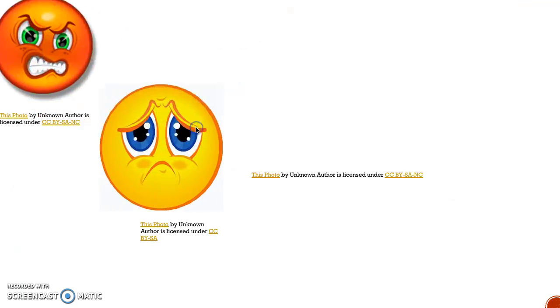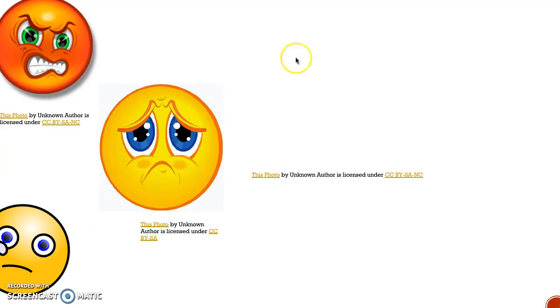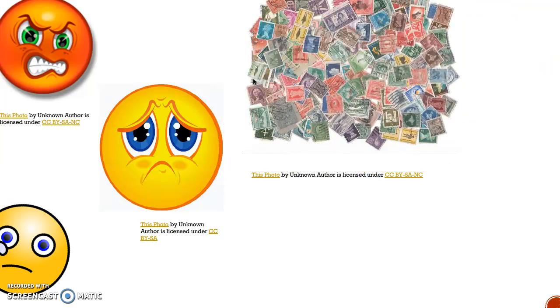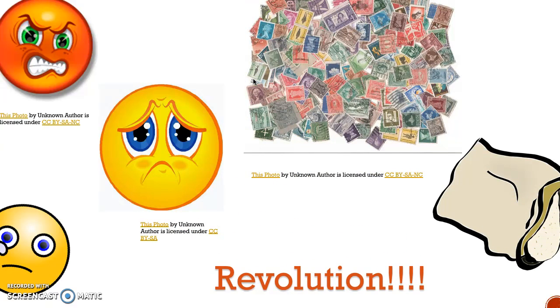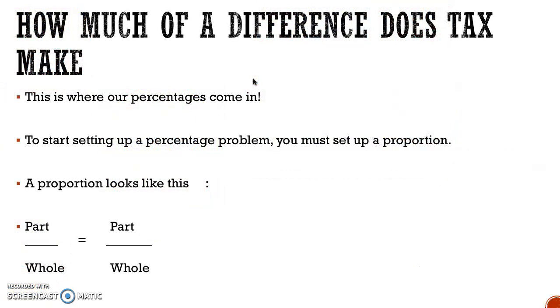Now, naturally this makes you a little angry, a little upset, and a little confused. The British did this to many different things to the colonists, also including stamps and sugar, which eventually led to our revolution. Now, how much of a difference does tax really make? Were the colonists being dramatic, or is this something that actually affects how much you're paying? So this is where our percentages come in.